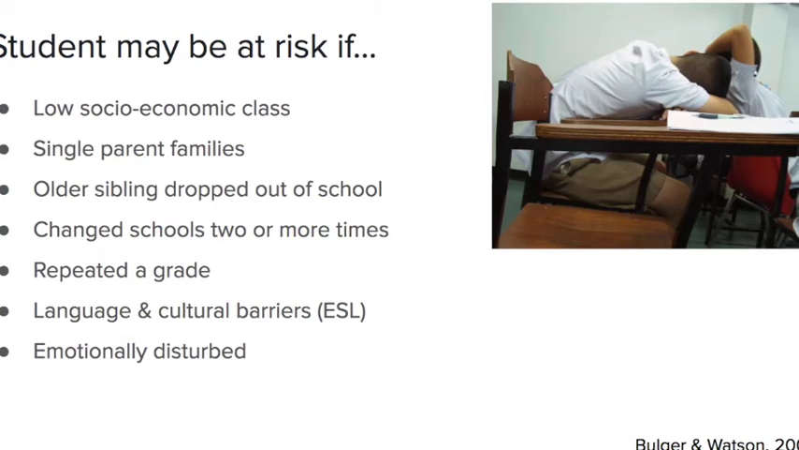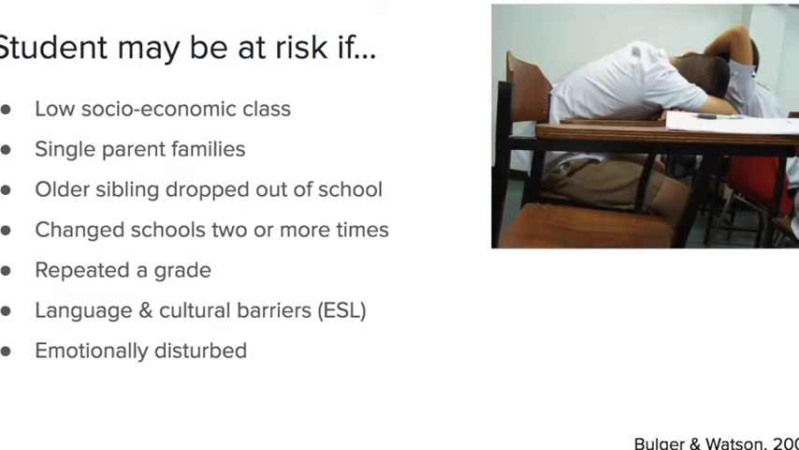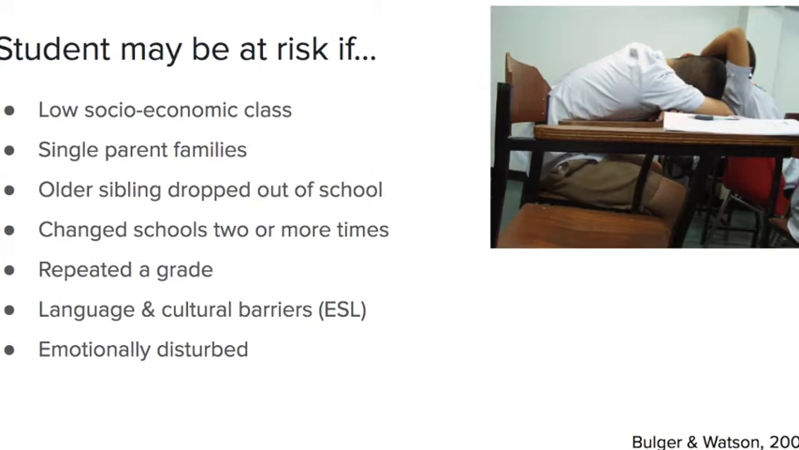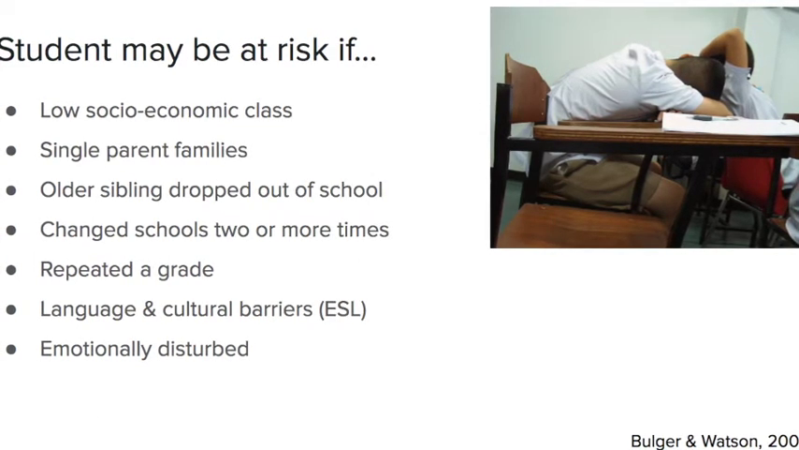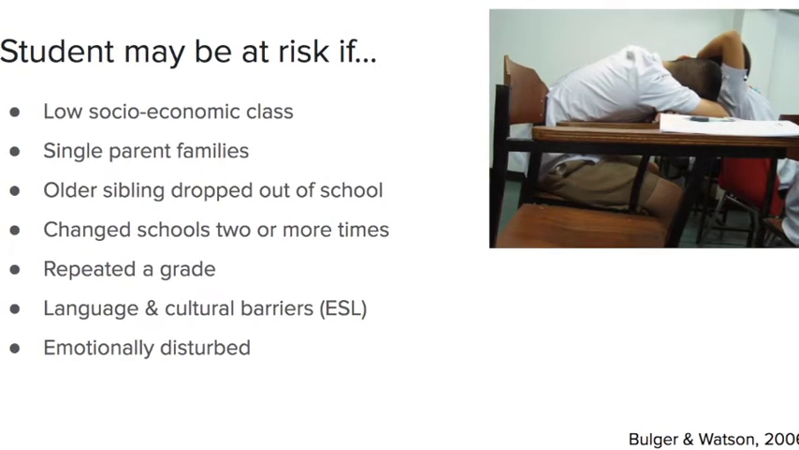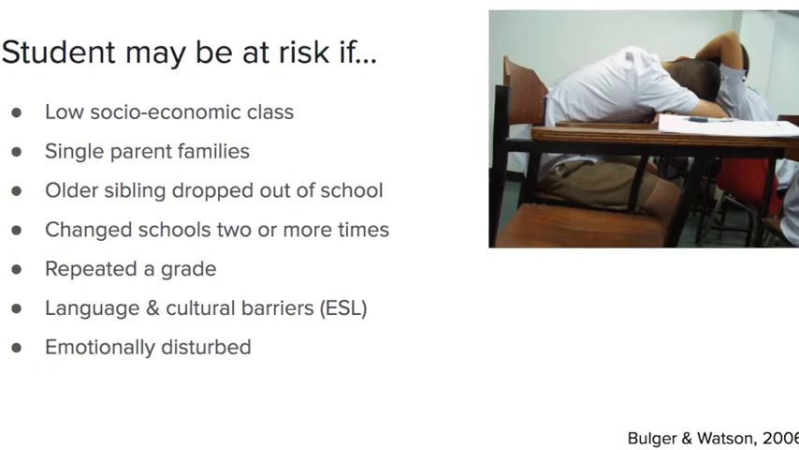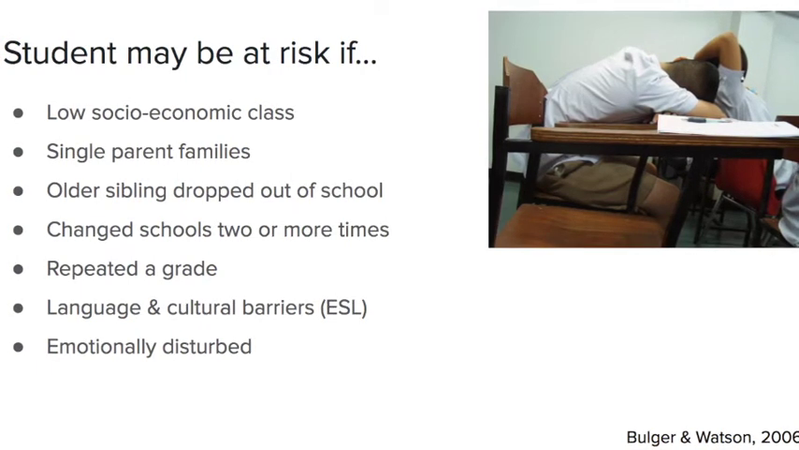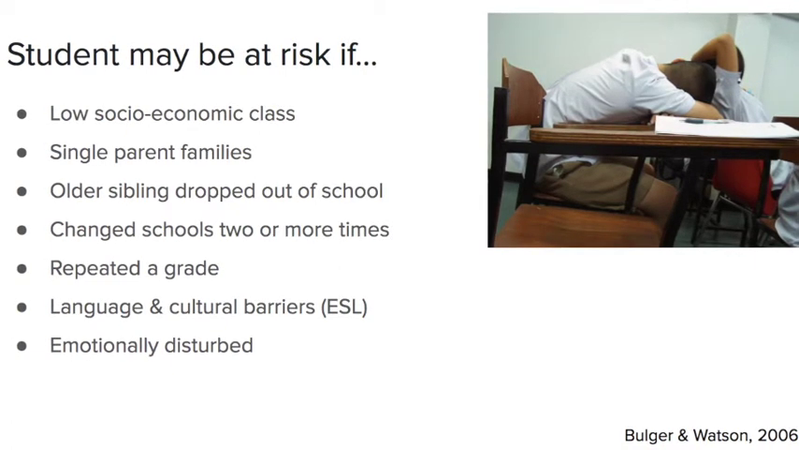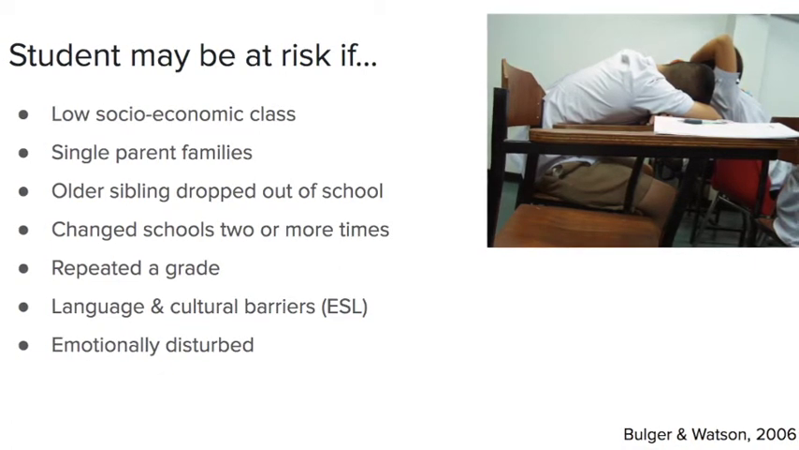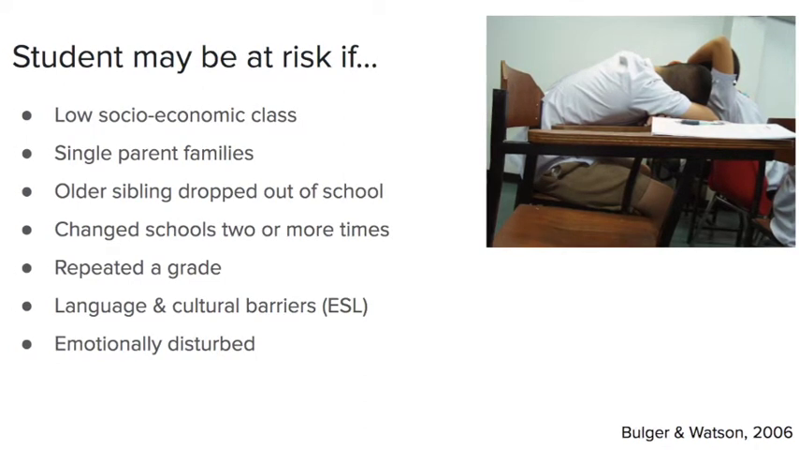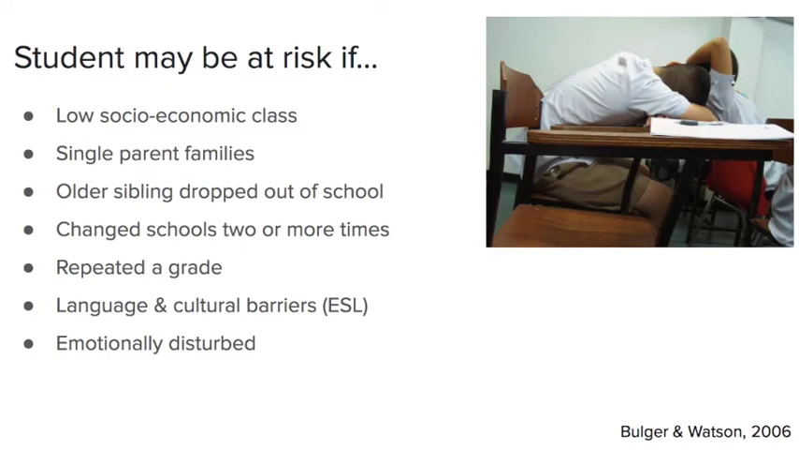If their older sibling dropped out of school, because obviously a lot of us look up to our older siblings. Well, I am an older sibling, so I know my younger brother looked up to me. So if they're seeing that their sibling dropped out of school, that could totally influence them as well. Students may be at risk if they repeated a grade, because there's the confidence right there. Your confidence totally goes down, especially if you stay back in the upper grades. And as you get older, you understand what staying back means. So repeating a grade could be another indicator.